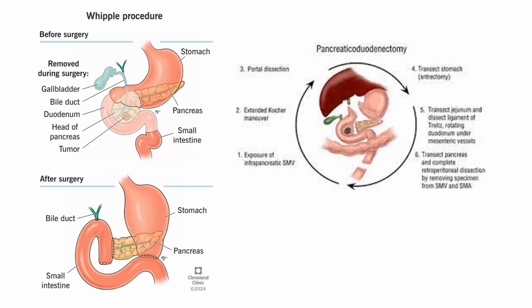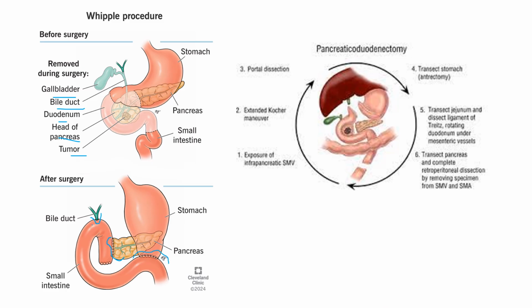Then there is a Whipple procedure for pancreatic cancer, wherein you're removing the gallbladder, the bile duct, the duodenum, head of pancreas, and the tumor, and you are anastomosing. So what all are you anastomosing? You are doing a hepatico-jejunostomy. Hepatico-jejunostomy means the bile duct is connected to the jejunum. There is also a pancreatico-jejunostomy and a gastrojejunostomy.